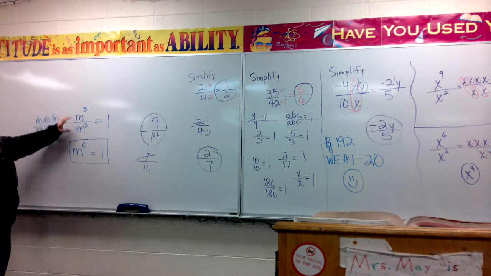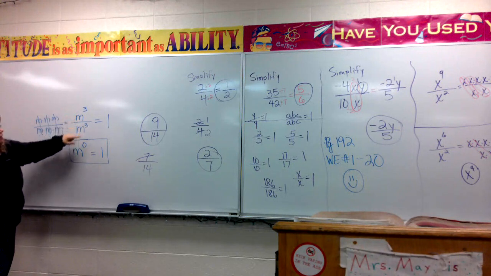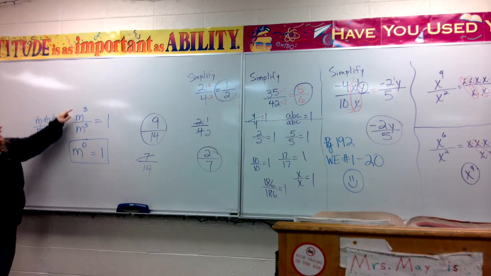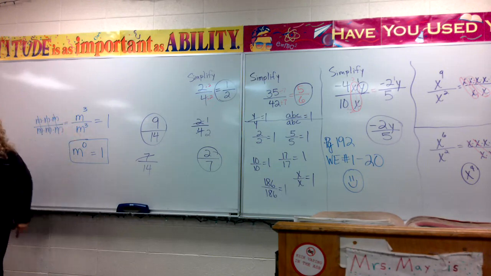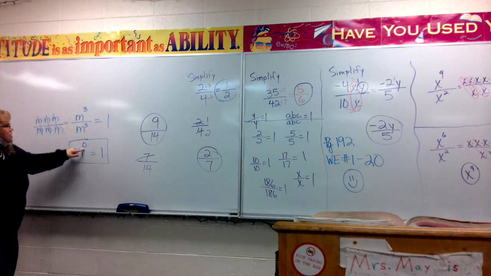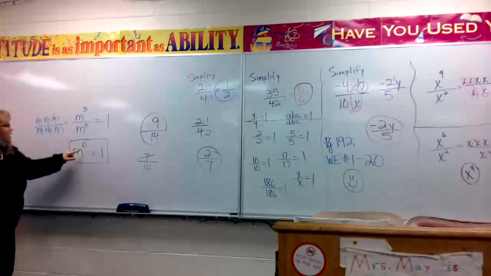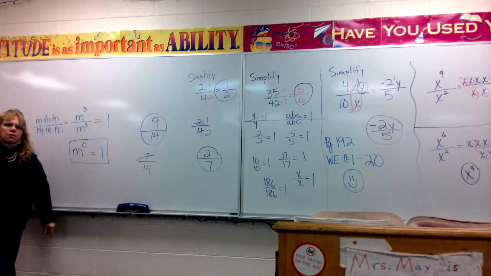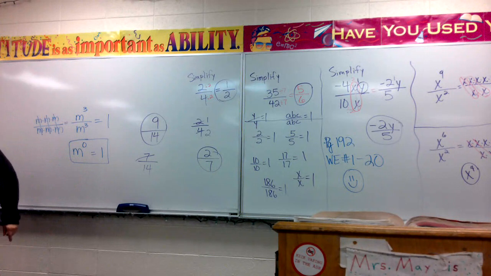Because anything over itself is 1. 3 take away 3 is 0. Anything over itself is 1. And if those exponents are the same, 3 take away 3 is 0. But anything to the 0 power is 1. Anything to the 0 power is 1.